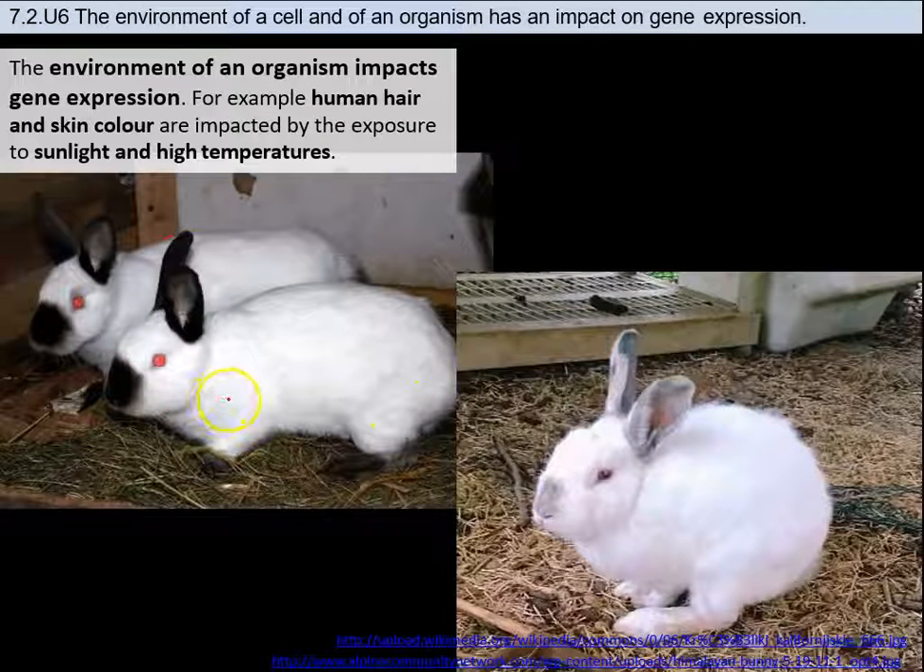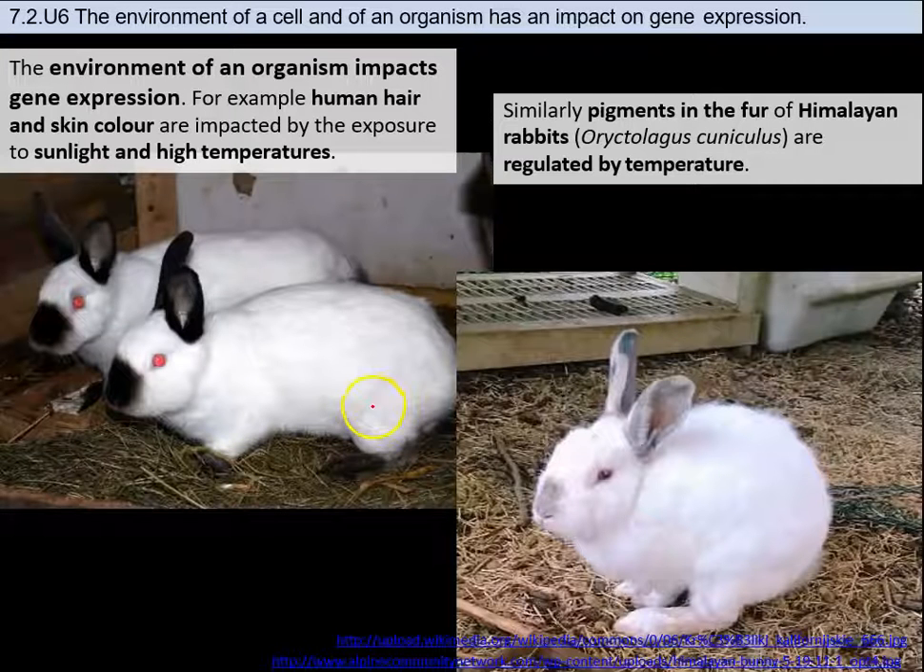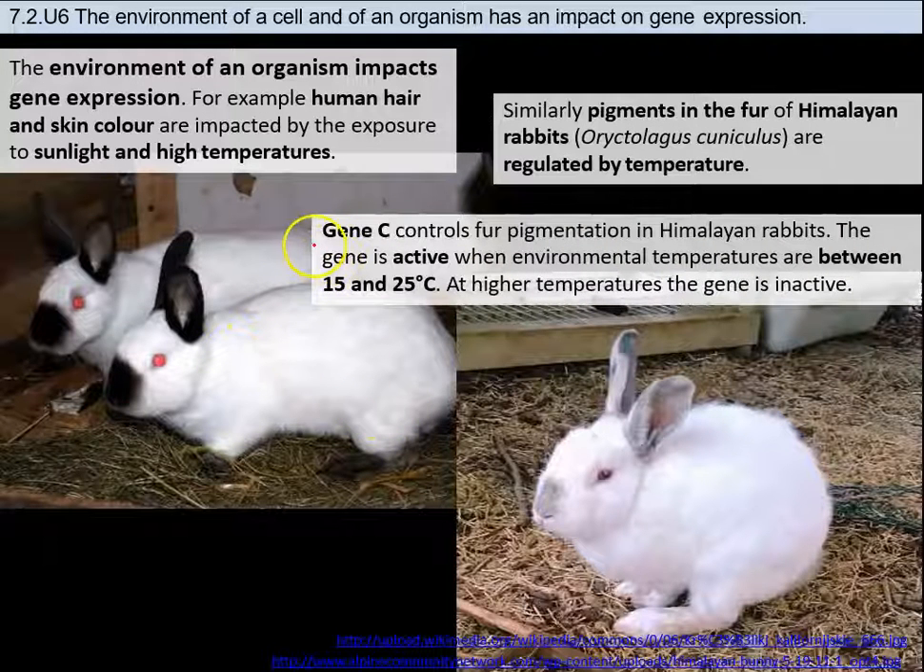Explain how the temperature will affect the expression of a gene. What gene? Gene C. So what does it mean? There is a gene which is regulating the presence of the skin color in the form of black color or white color. This is the gene which is controlling the fur pigmentation in Himalayan rabbits, both of them are Himalayan rabbits.